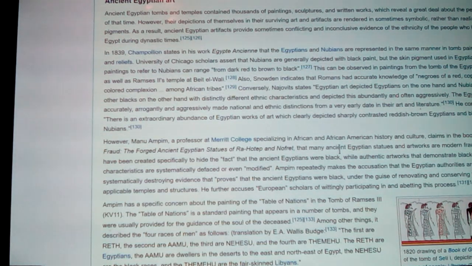But what if you tried to make everybody look like Elvis, even if they didn't look like Elvis? That's kind of what the Egyptians did. Let's continue.